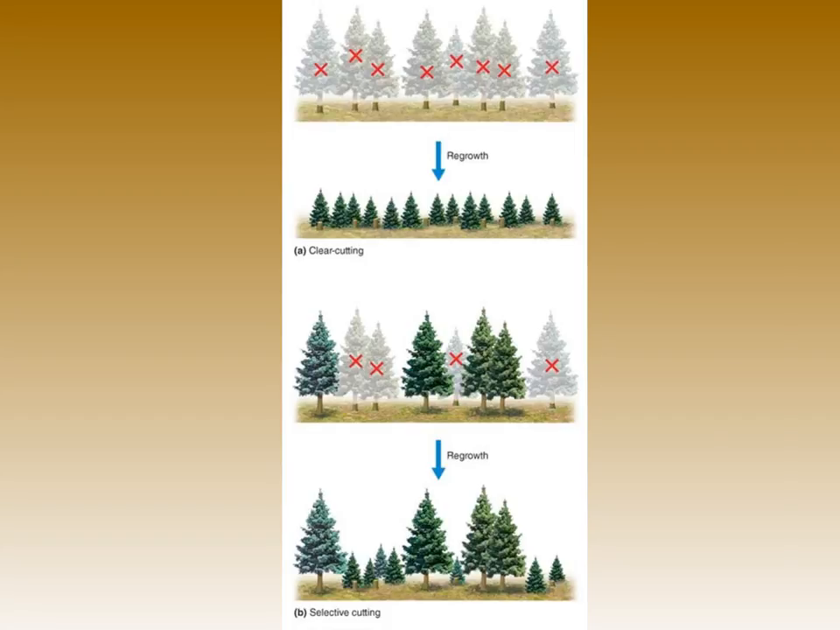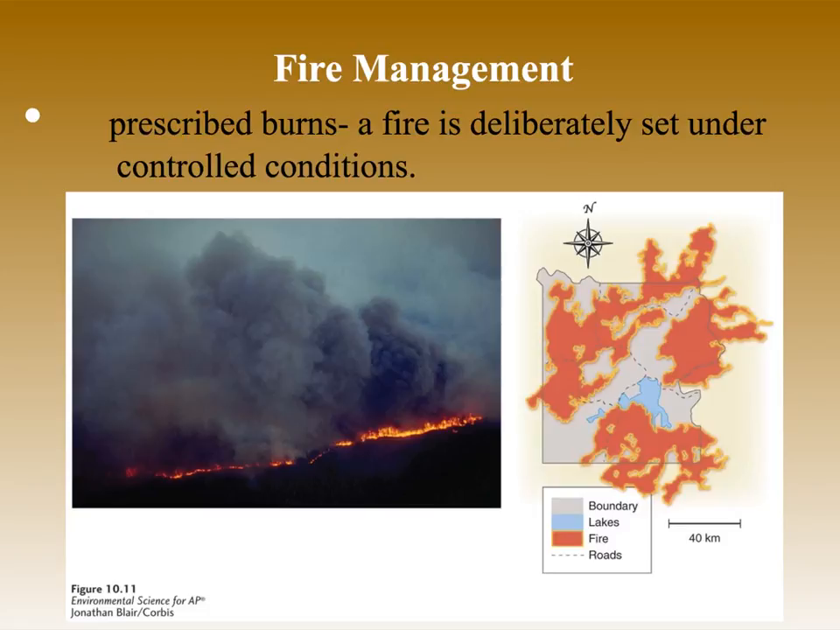All right, fire management. These are prescribed burns. This is a fire deliberately set under controlled conditions. In general, we always think of fires as something we need to put out, but in a lot of cases, the environment really likes a fire because by burning the trees and the grasslands and the bushes and everything, it puts a lot of nutrients back into the soil, and the forest or the grassland bounces back very quickly from this because it's regaining a lot of the nutrients.